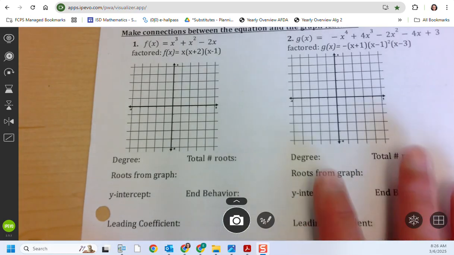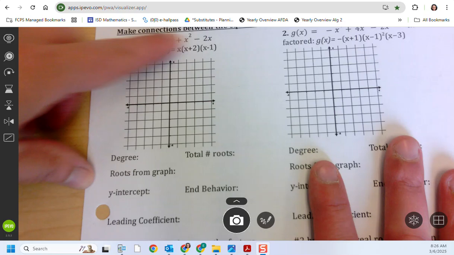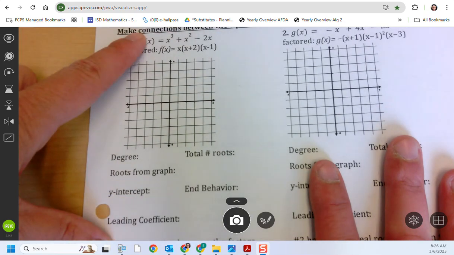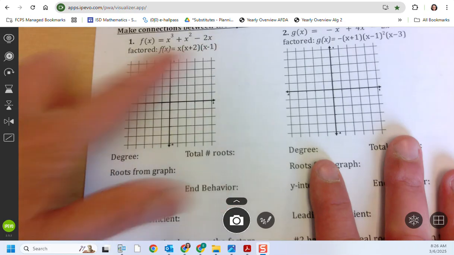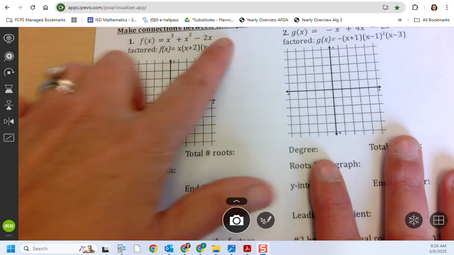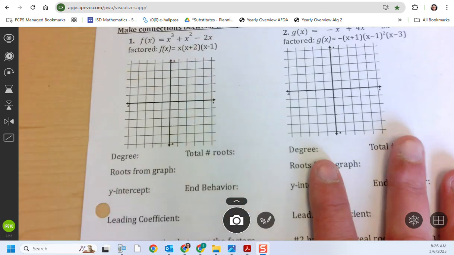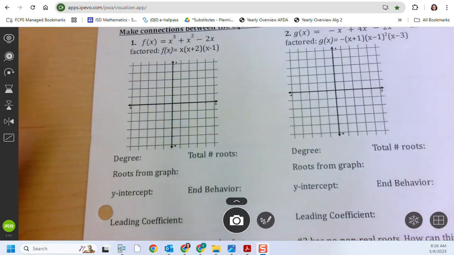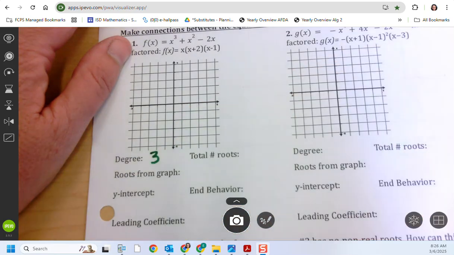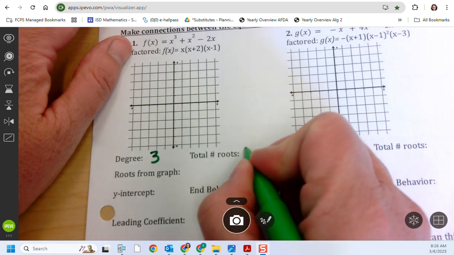Okay, looking at this, we have the same equation in standard form and in factored form. Standard form is going to be helpful for some of these things, and then factored form is going to help us actually finish up the stuff we need to graph it. What is the degree of the first function? It's 3, good. So my degree is 3, which means my total roots is 3.